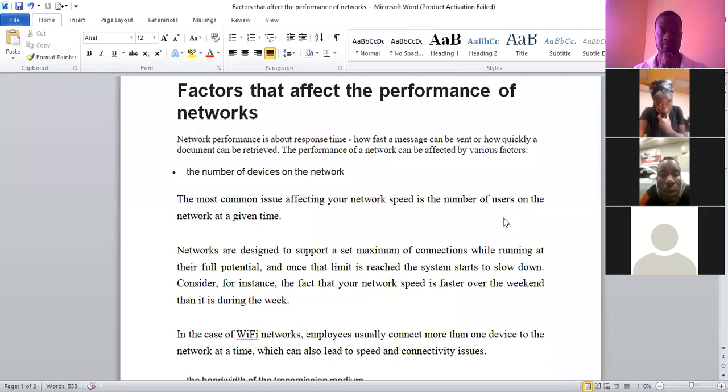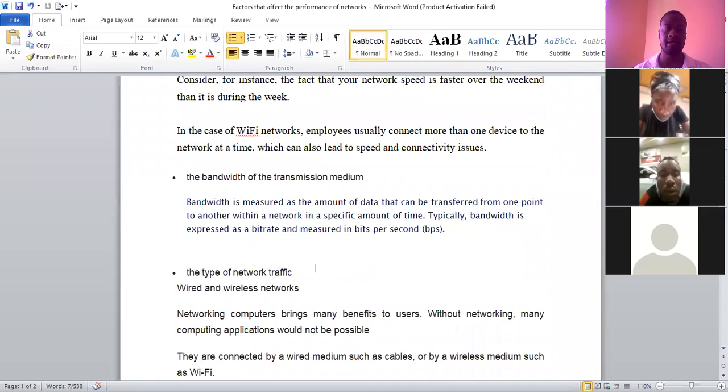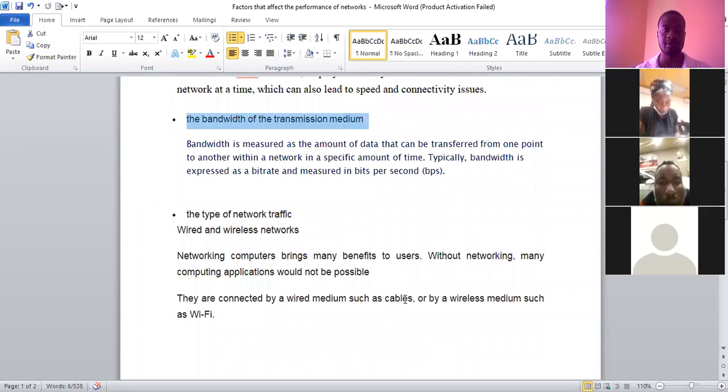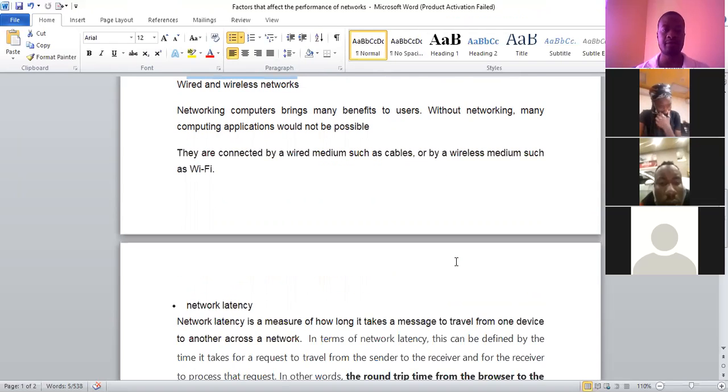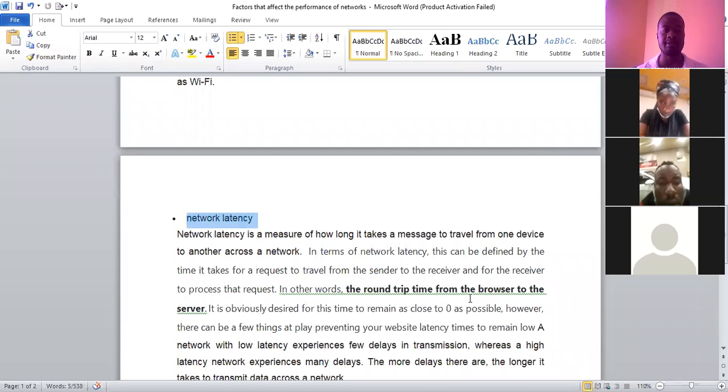We were looking at the factors that affect the performance of the network. The first thing we mentioned was the number of devices on the network. We discussed that, and then we looked at the bandwidth of the transmission medium. We finished that point as well, and then we also looked at the type of the network traffic. So today we are going to proceed and we'll start off with network latency.